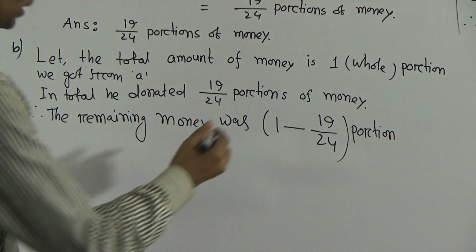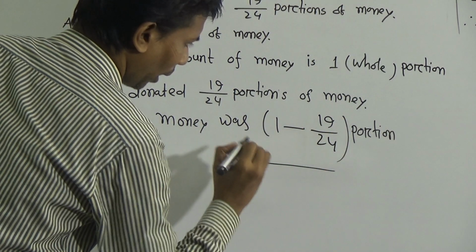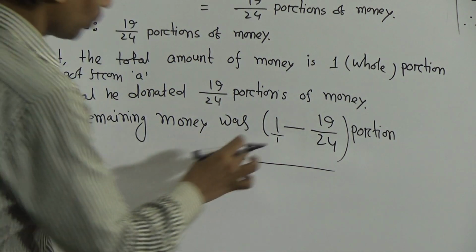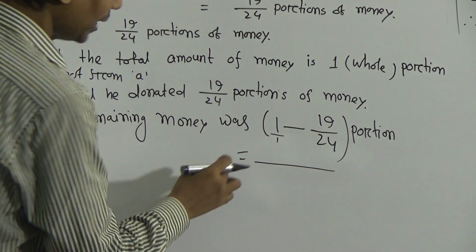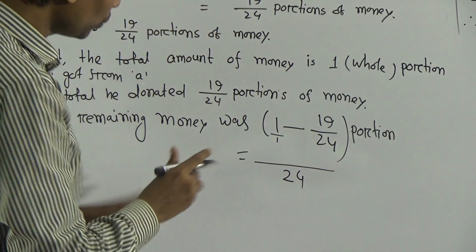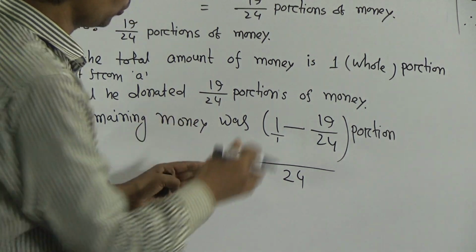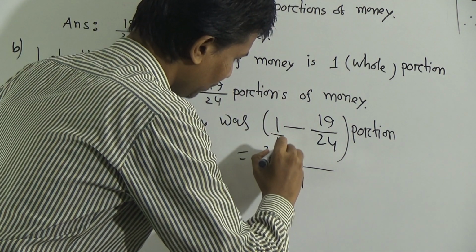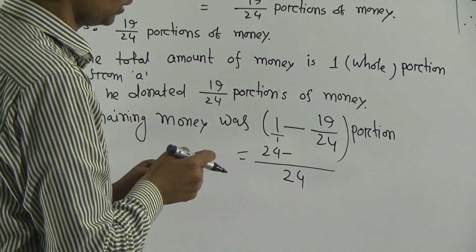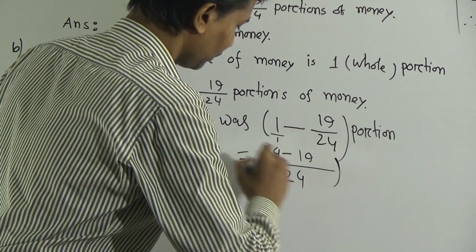Okay. Now you have to subtract here. You see, there is 1 and here is also 1. Now you have to find the LCM of 1 and 24. We know the LCM of 24 and 1 is 24. Now you divide 24 by 1, then you get 24 and multiply with 1. Then you get 24 minus, again you divide 24 by 24, then you get 1 and multiply with 19, then 19. Okay.